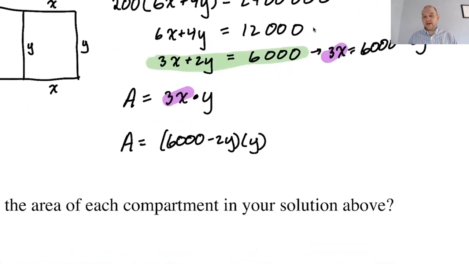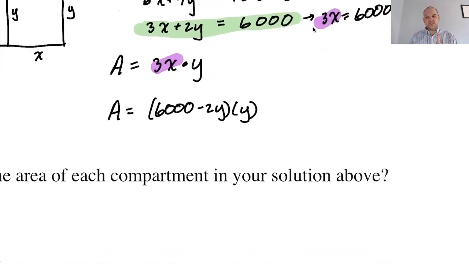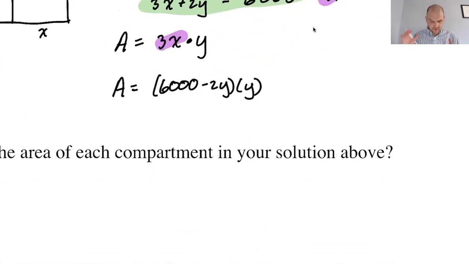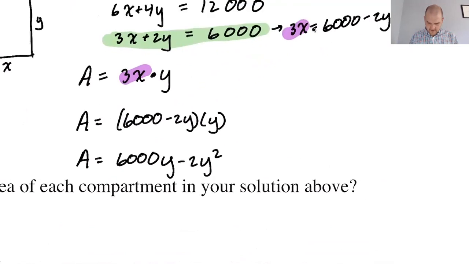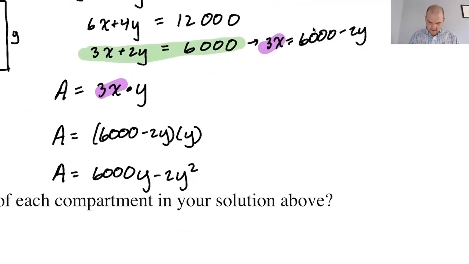All right, so our area is now just a function of y, which is not an issue, right? It could be a function of any variable because it's just going to be power rule because I'm going to distribute. So 6,000y minus 2y squared. Okay, so that's my area. Let's find, I'm going to switch colors here.